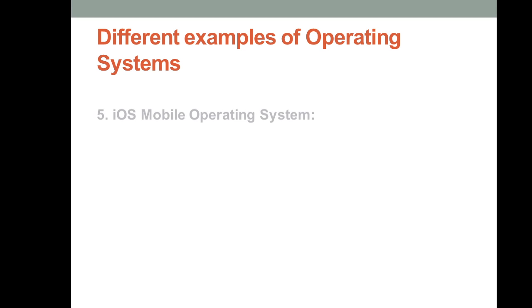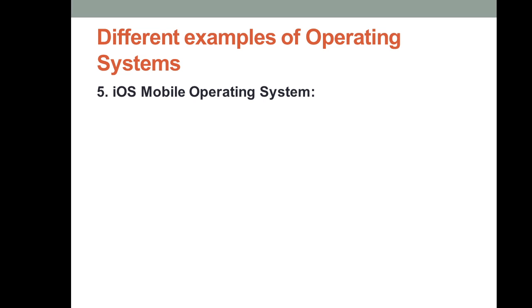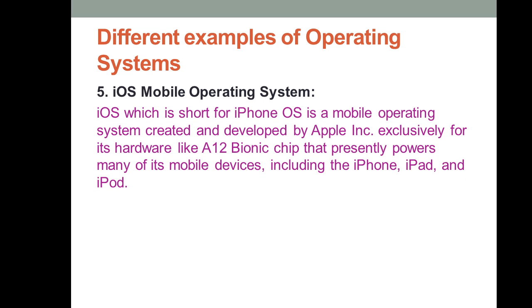Done. The next is the iOS mobile operating system. iOS is the short form of iPhone OS. This is an Apple iPhone, and it is a mobile operating system created and developed by Apple Inc. It is exclusively for its hardware like the A12 Bionic chip that presently powers many of its mobile devices, including iPhone, iPad, and iPod. So in all the Apple devices, the iOS mobile operating system is installed, and this is one example of an operating system.